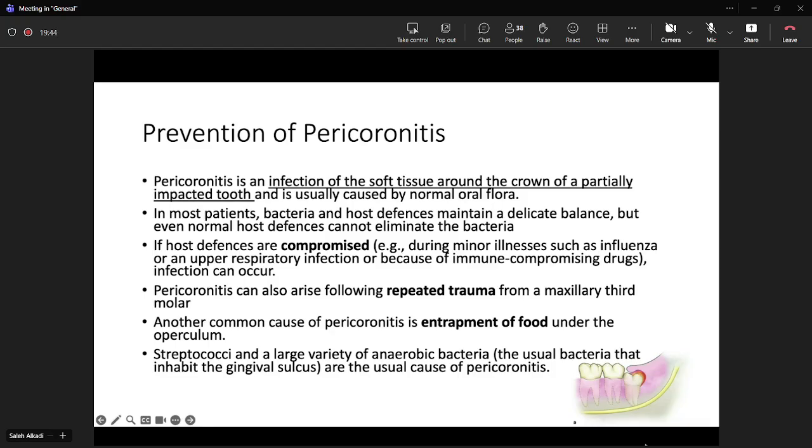So what are the most common organisms causing this infection? The streptococci and other anaerobic bacteria. Usually these are the same bacteria that cause periodontitis, like Eikenella, Treponema, and other anaerobic species. So these are the organisms involved in pericoronitis.